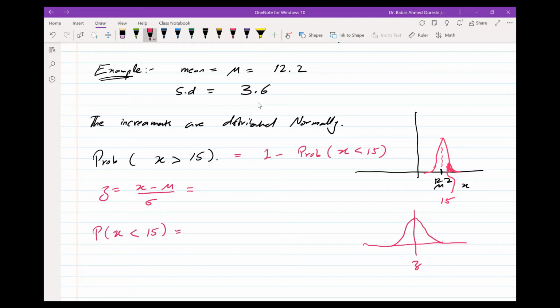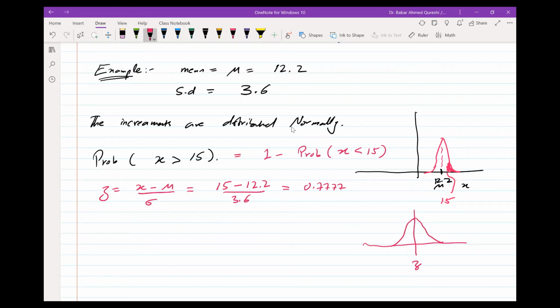So I construct a standard normal, and I want to know what this value z is, which corresponds to the 15 for the variable x. So it would be just 15 minus 12.2 over sigma, which is 3.6. So this gives me 15 minus 12.2 divided by 3.6, which gives me 0.7777. Sorry, this is not probability, this is z. If I want answers in probabilities accurate to 2 decimal places, I should keep it up to 3 decimal places.